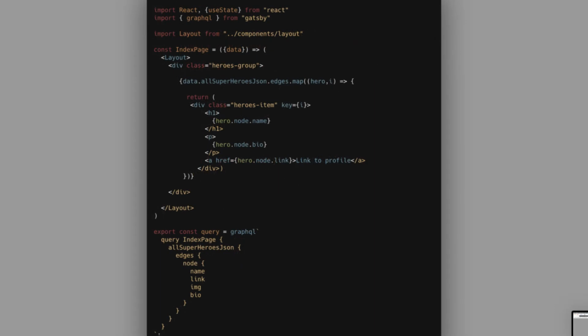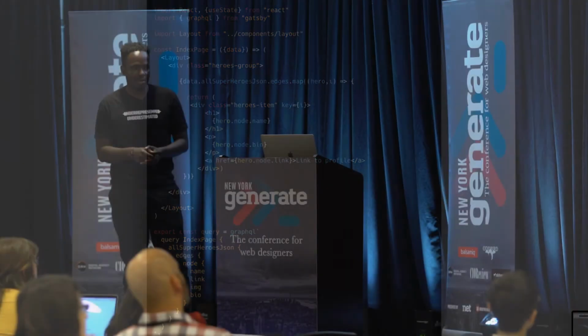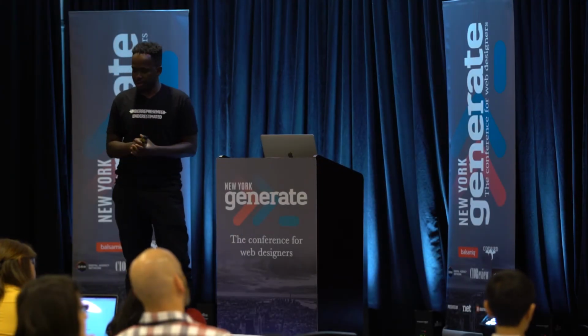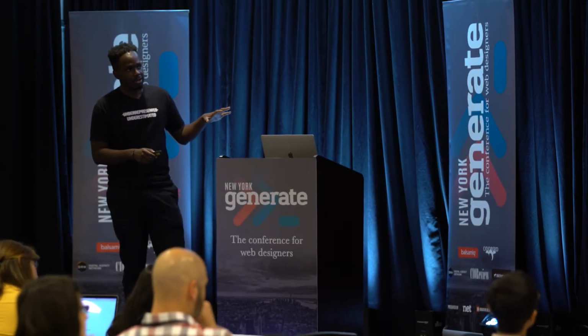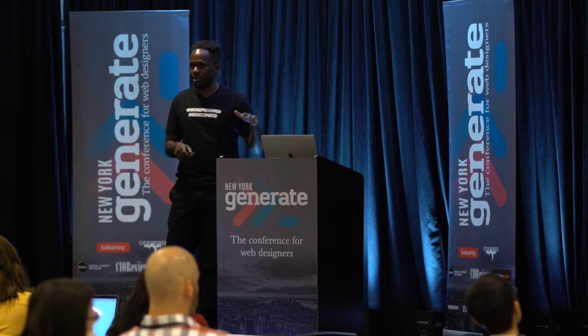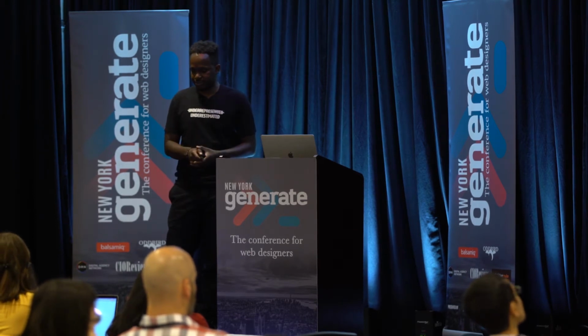What changed is that if you look at the bottom, where you see the export const query, I'm using the information I created in that GraphQL playground and I just put it in there. What you're doing here is defining what information you want to get for this specific component or this specific page.